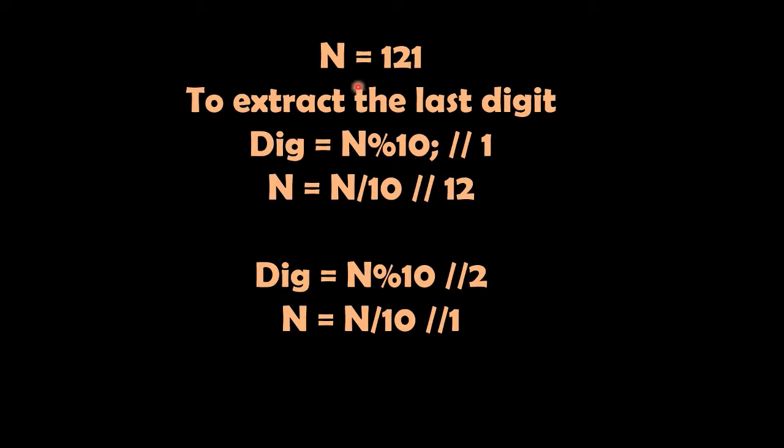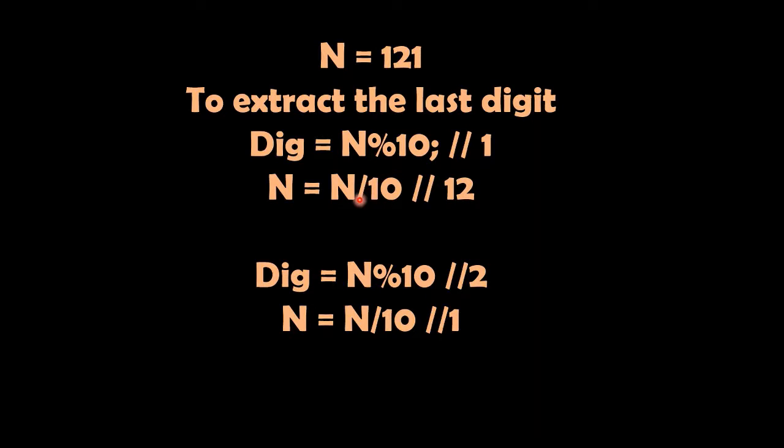Now I want to change the value of N from 121 to 12 because now I want to extract the value 2. So to change the value of N from 121 to 12, what operation can you do? You can assign N equals N divided by 10. That means you just need to do integer division.